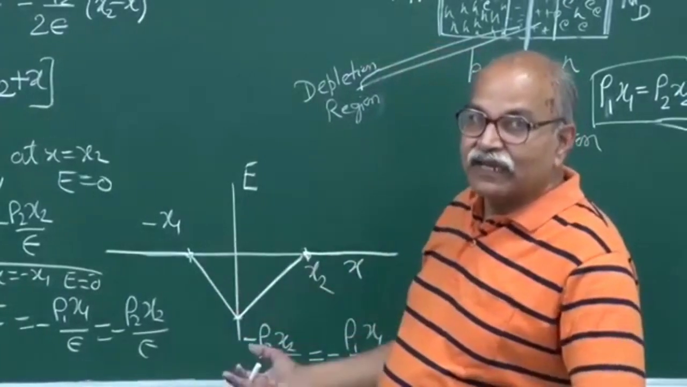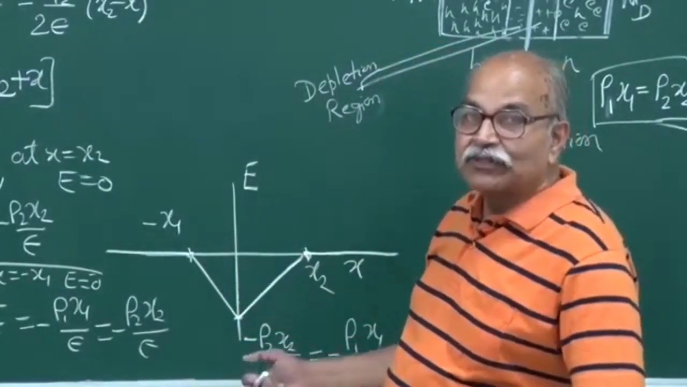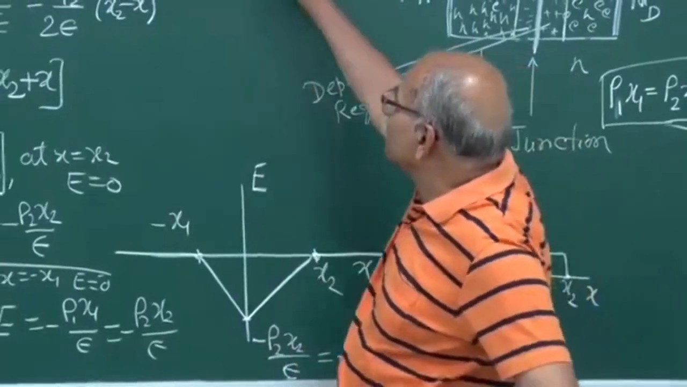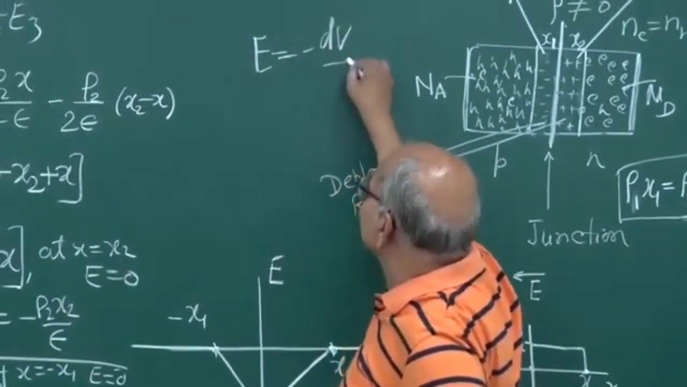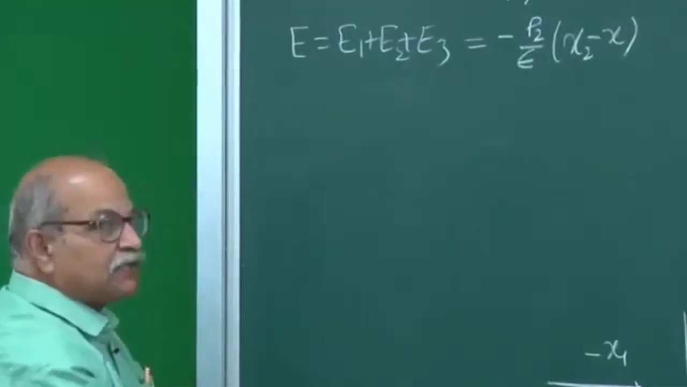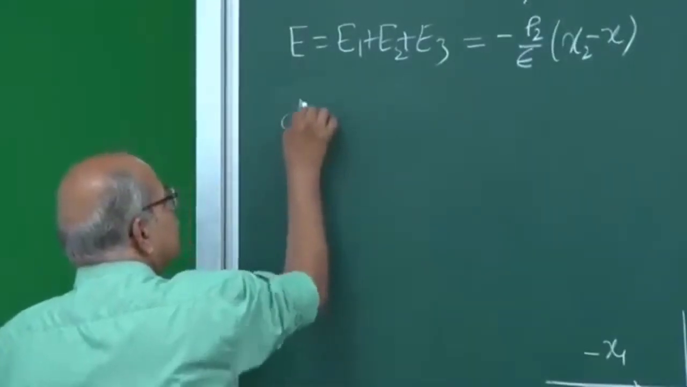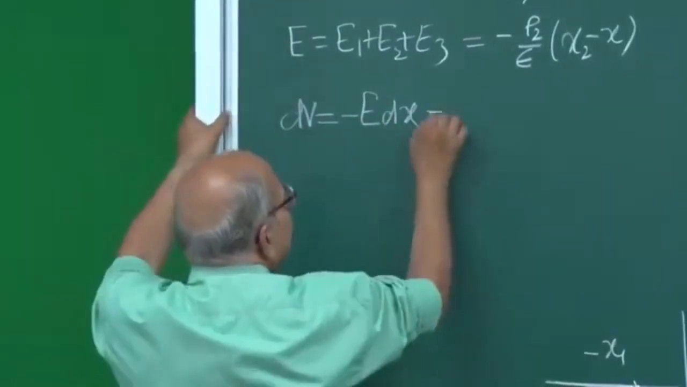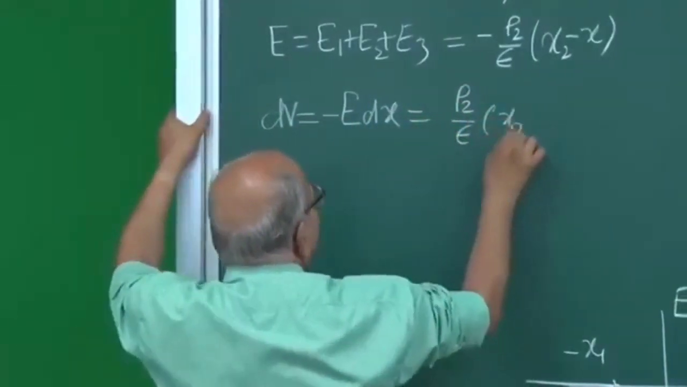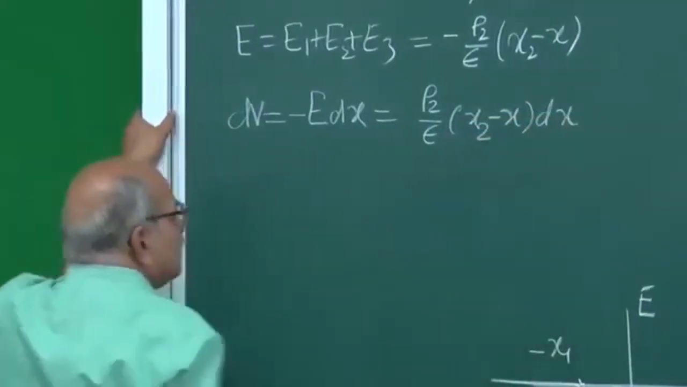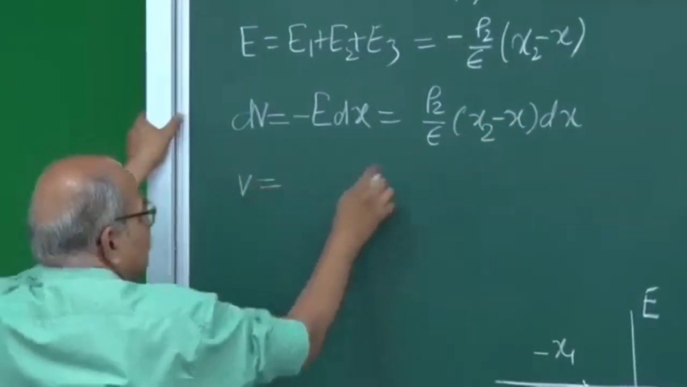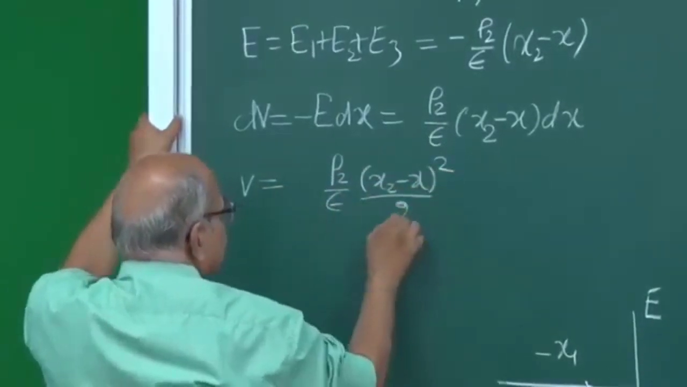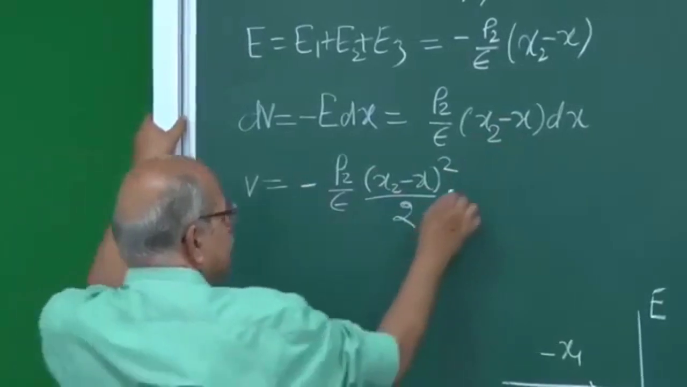So our next task will be to calculate the potential as a function of x. Once I have the electric field, I can calculate the potential using our equation E is equal to minus dV/dx. So dV is equal to minus E dx for the one-dimensional case. And so here it will be rho 2 over epsilon times x2 minus x, dx. If I integrate, you get V is equal to minus rho 2 over epsilon, times x2 minus x whole square by 2, plus some constant.